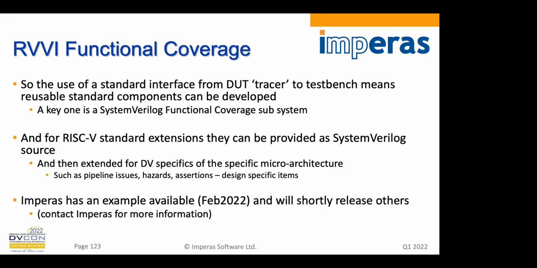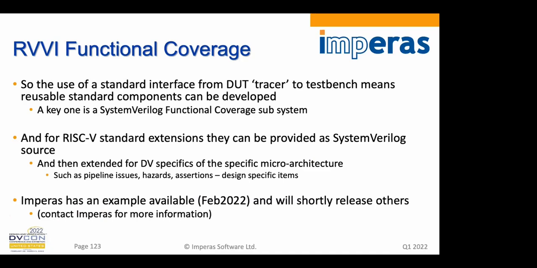And of course, if it's provided as source, which is what we're doing in Imperas, providing that as source, then you can extend it for your DV specifics, for your specific microarchitecture to do with some pipeline issues or hazards or things that you're trying, real DV things. And we have an example of one that's available now, and we're going to shortly release others. So contact us if you want more information.